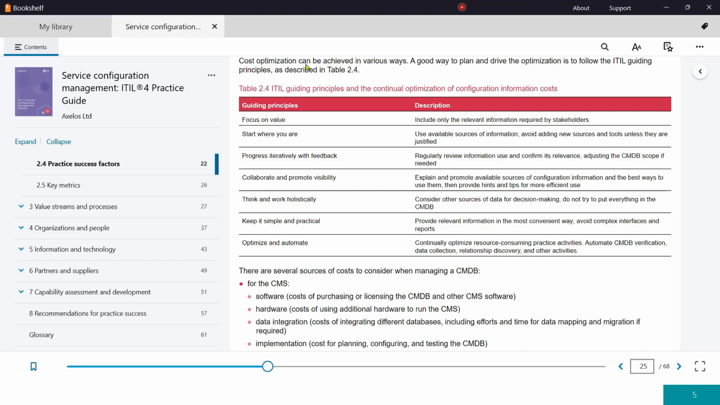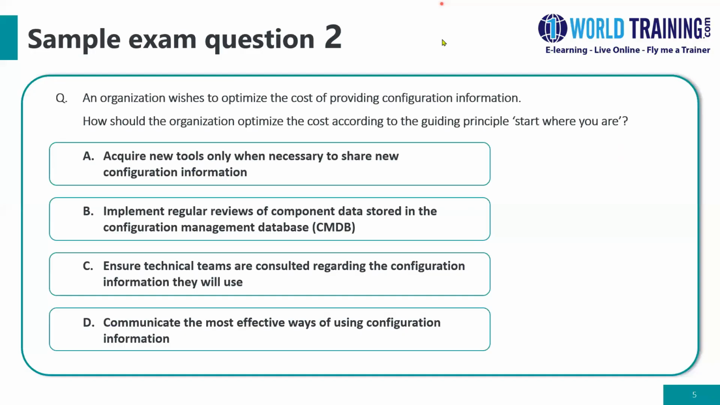So I'm actually in this table 2.4, which is guiding principles in the continual optimization of configuration information costs. And you can see the second entry, start where you are, use available sources of information, avoid adding new sources and tools unless they are justified. Therefore, we need to look at that option within the 4 options given to us. So option A is the one indeed, acquire new tools only when necessary to share new configuration information.